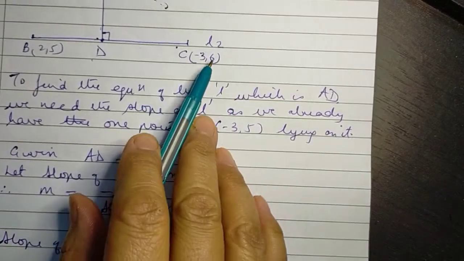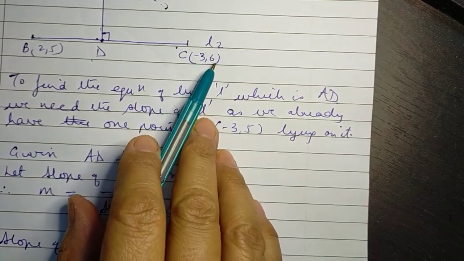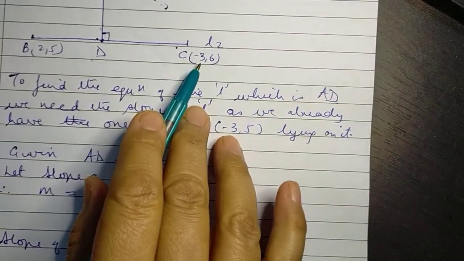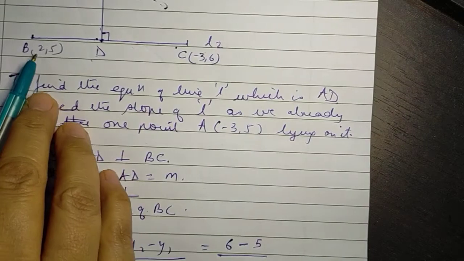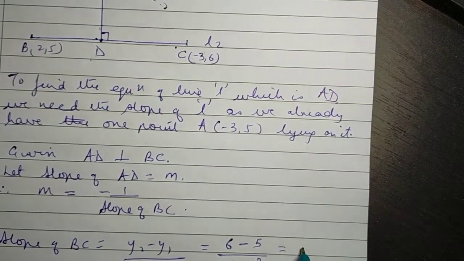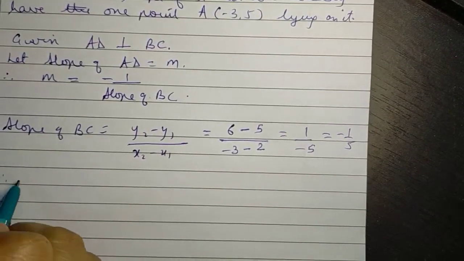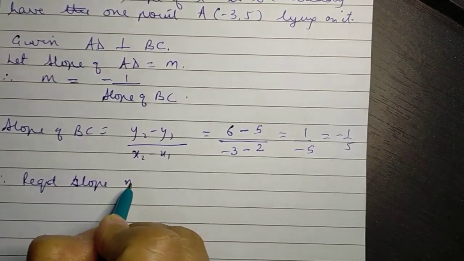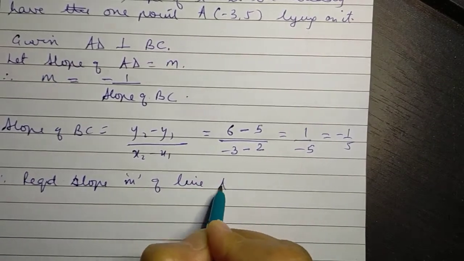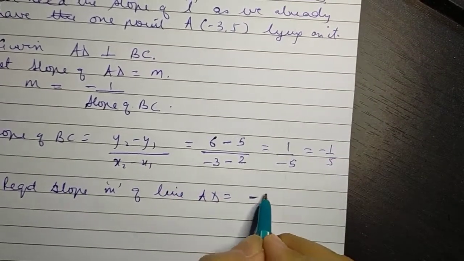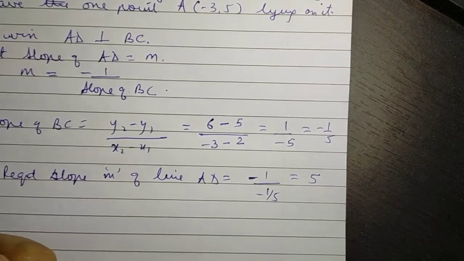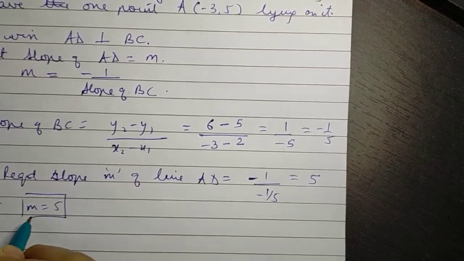Now coordinates of C are minus 3 comma 6. So y2 is 6 minus y1 is 5 upon x2 is minus 3 minus x1 is 2, which gives us 1 upon minus 5, which is minus 1 upon 5. Therefore, the required slope m of line AD is equal to minus 1 upon minus 1 upon 5, which comes out to be 5. That is, m equal to 5.